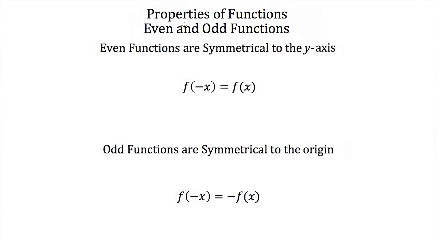Now the last property of functions that we have to talk about is determining whether a function is even or odd. When we say a function is even or odd, we're saying something about the graph of that function. An even function is symmetrical to the y-axis. An odd function is symmetrical to the origin. Now, not all functions are even or odd. Some functions are neither even nor odd.